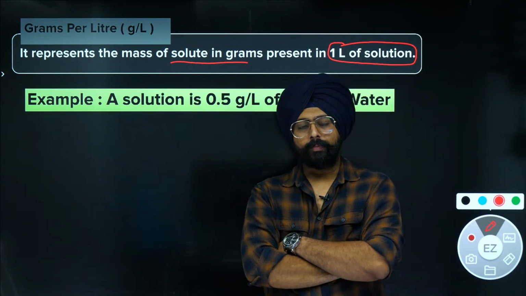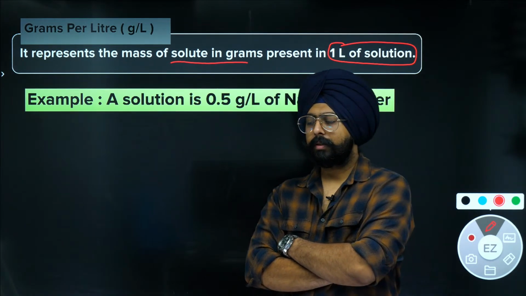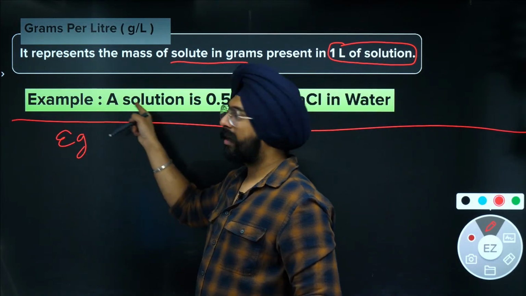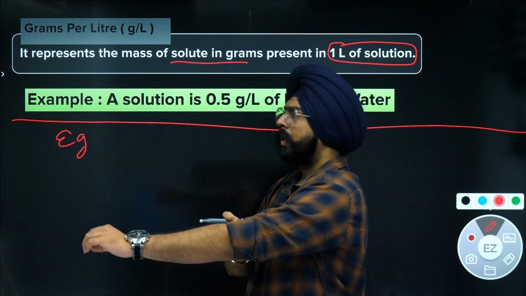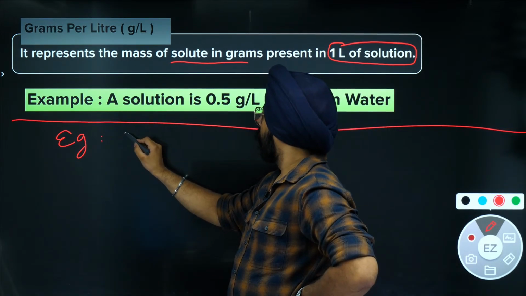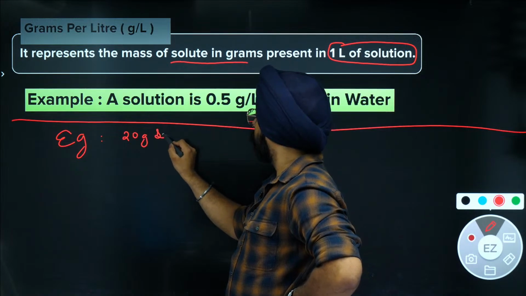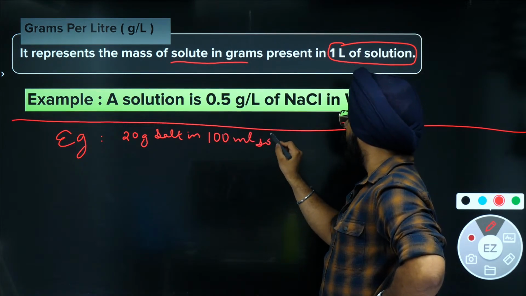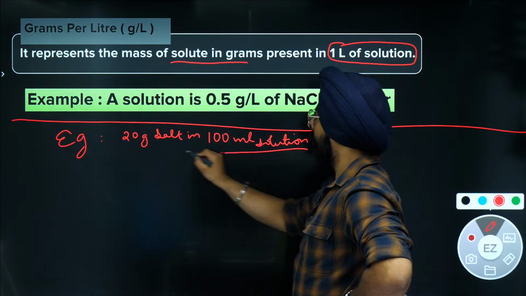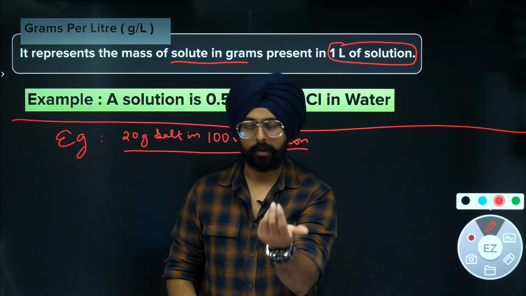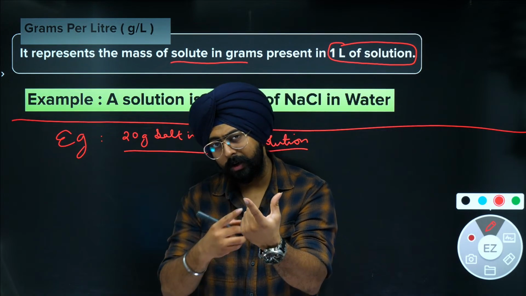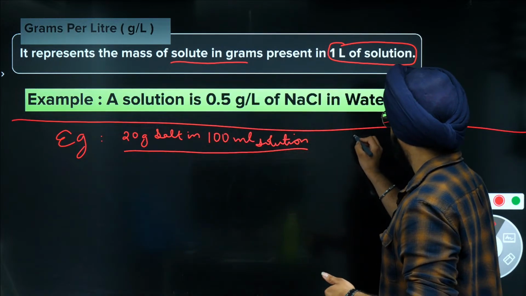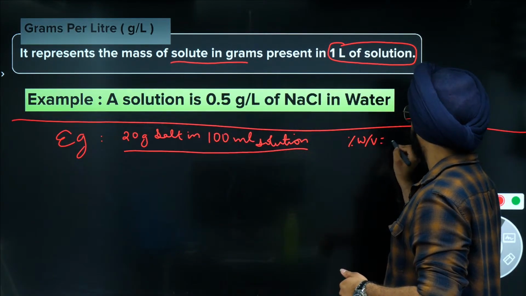Let me take an example over here. Let's say I make a solution and I dissolve 20 grams of salt in 100 milliliters of solution. Let's say this is a solution that I give you. I'm like, okay, come here, I have to give you a very important solution. This solution has 20 grams of salt inside 100 milliliters. Cool. This is basically percentage weight by volume equal to 20.